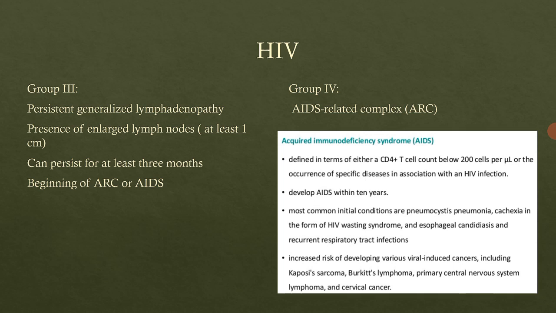Then there is an increased risk of developing various virus-induced cancers, including Kaposi's sarcoma. This is also an important characteristic, Kaposi's sarcoma, which indicates AIDS. Then Burkitt's lymphoma, primary central nervous system lymphoma, CNS lymphoma, and cervical cancer. So this is related to the neurological system, the CNS, which indicates ARC, that is the AIDS related complex, or AIDS.